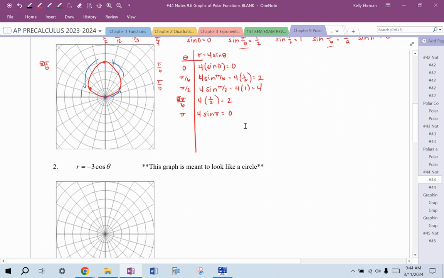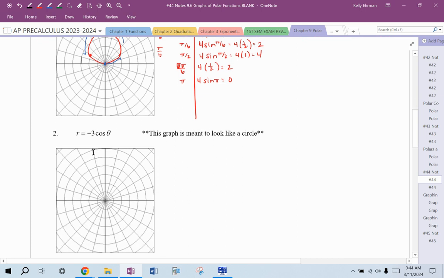Okay, same thing for this one. R equals negative 3 cosine theta. This is meant to look like a circle. It's not going to look as nice because we are not plotting all of the decimal values, but we'll just do what we can. So this one's cosine. So let's take a look at this. We always start at 0. Let's pick out our nice values first. Start at 0. Cosine of 0 is not 0, it's 1. And then what makes cosine 1 half?